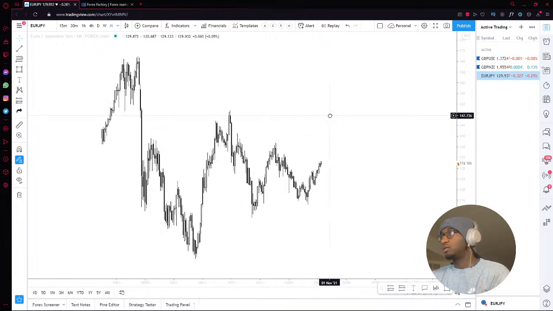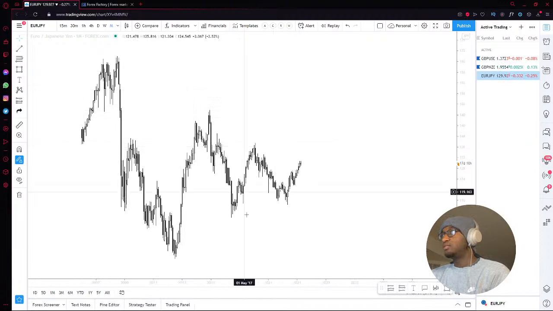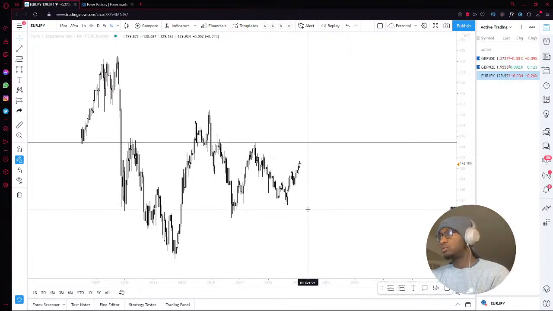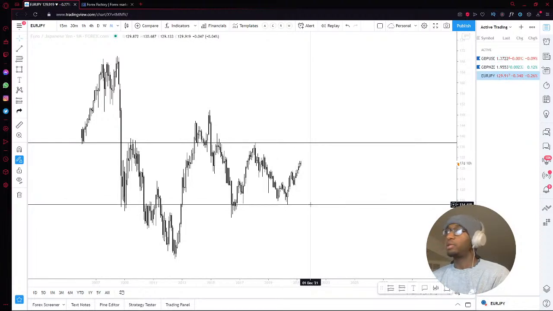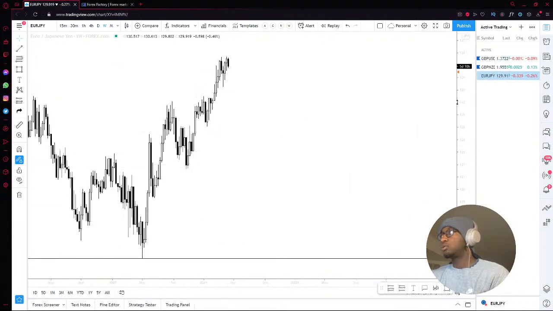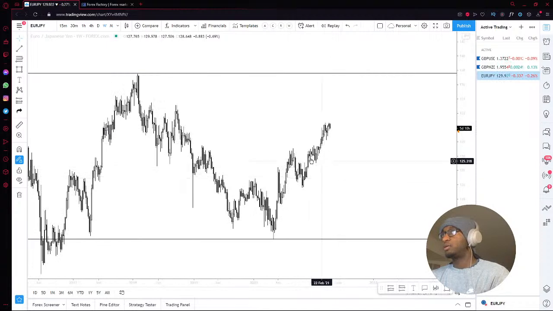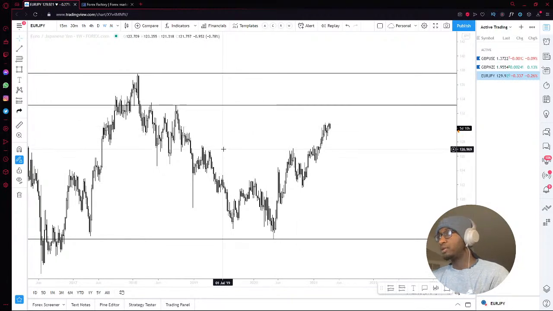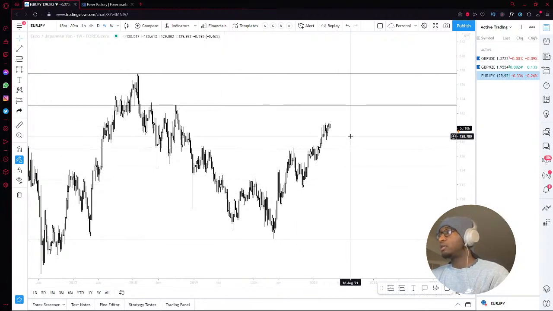EURJPY. Let's box price in. Yeah, the triangle's gone. It's broken out. So just identifying the highs and lows, the areas I want to buy and sell. An area above price is the area I want to sell at. An area below price is the area I want to buy at. Continue to box price in. I'm gonna draw an uptrend on a lower time frame, probably the daily time frame. I have a supply zone there. I have a demand zone here.